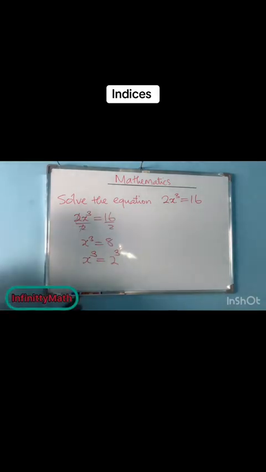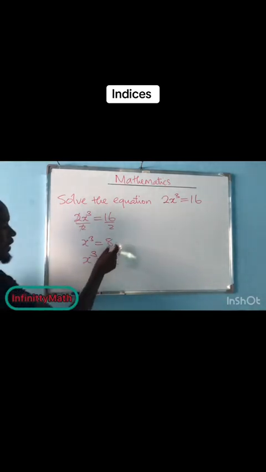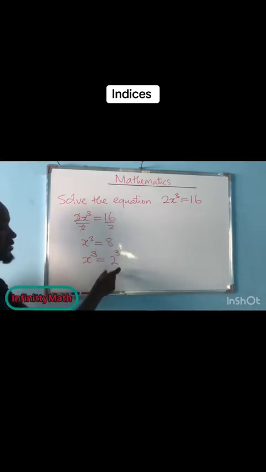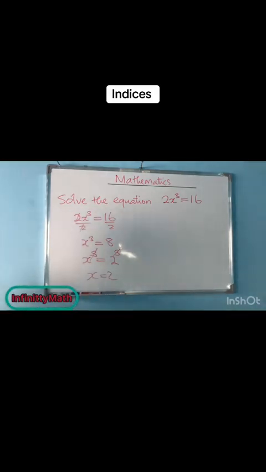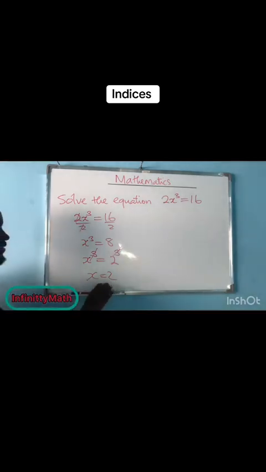We know that if you multiply 2 by itself 3 times, you get 8. So there's nothing I have changed. I've just written this 8 in terms of indices, which is 2 to the power 3. Now we can see they have the same exponents, so these indices can cancel out, and x equals 2. That is the first way to find the value of x.